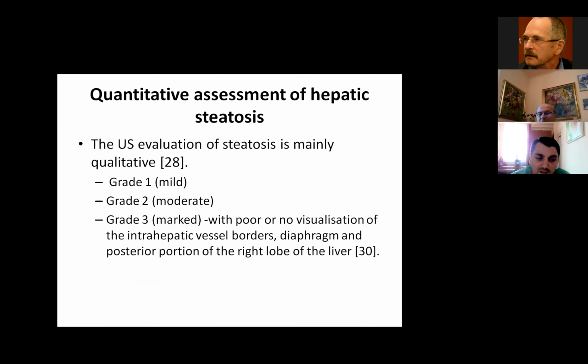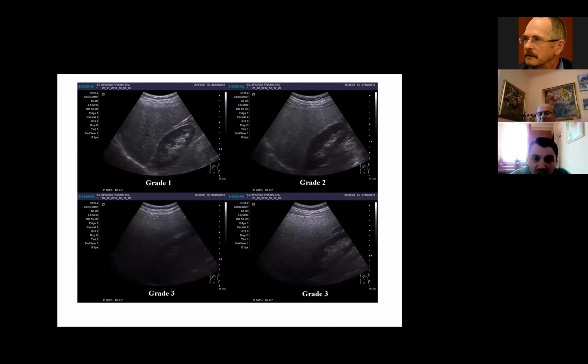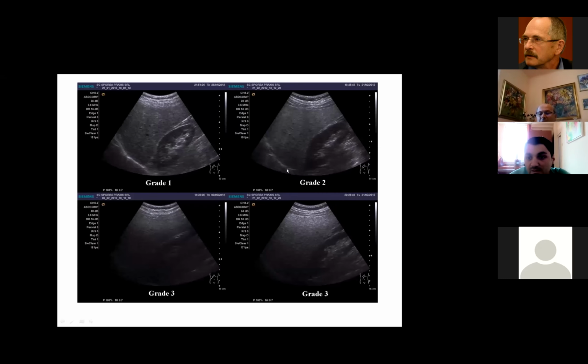But we have to keep in mind that it's only a qualitative assessment of hepatic steatosis, so it's not a quantifiable measure. It can only help us in establishing if it is mild, moderate, or severe steatosis, with a poor or no visualization of the intrahepatic structures and also the diaphragm and the right lobe of the liver. In this picture, you can see grade 1 and grade 2 steatosis, and in the bottom pictures, you can see grade 2 severe. In the left one, you have a more severe fat accumulation in the liver.